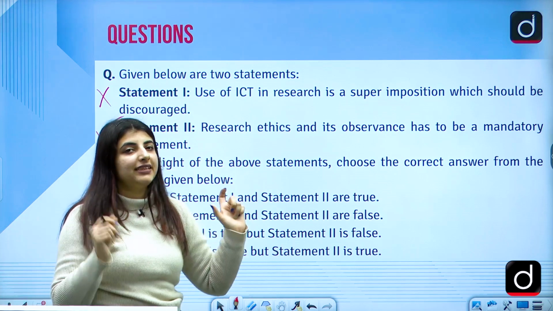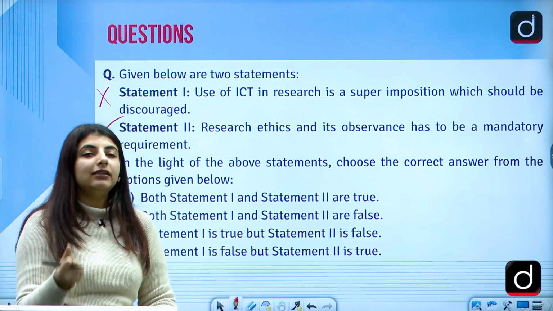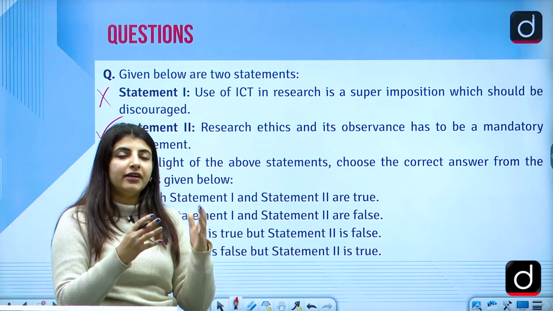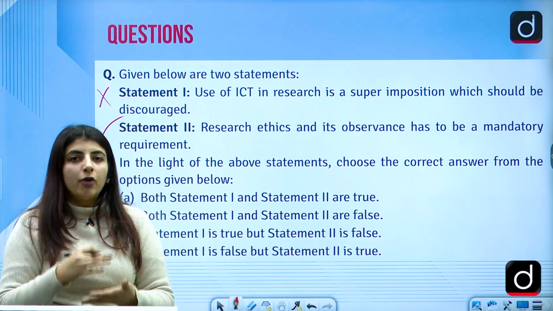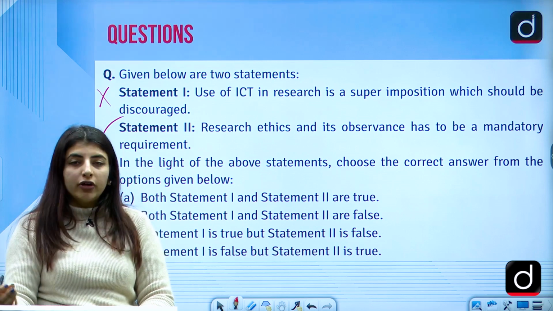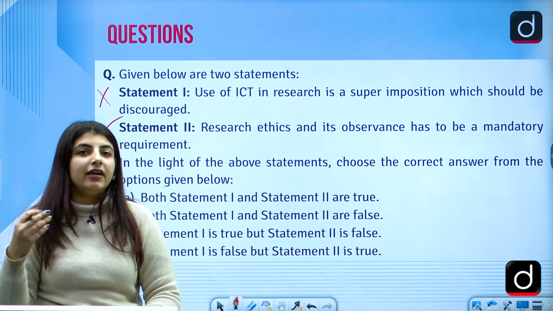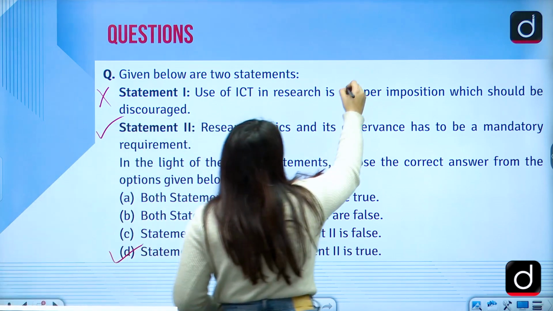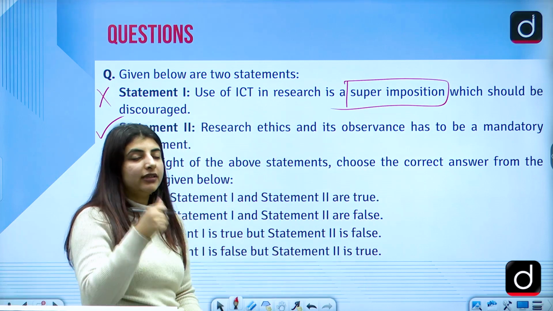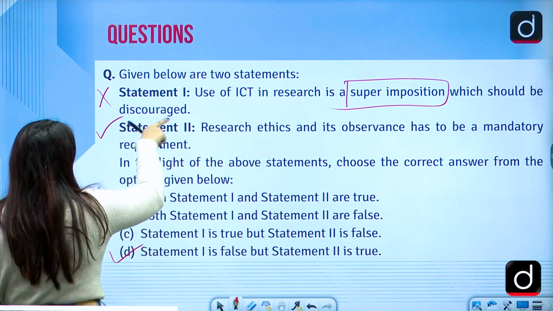Now, if you use ICT in research, obviously that is your personal choice, and it is making things easier for you to collect data. You do not have to collect papers and keep your data in hard copy. You are collecting and saving it on one document on your computer, on one system, so that you can access it time and again whenever you want to. So it is not a superimposition. It is not being imposed on you, but it is your personal choice because it is making things easier for you. And they said it should be discouraged.